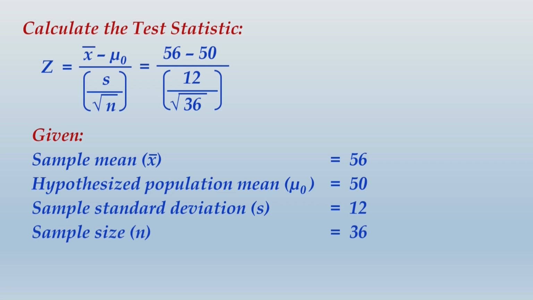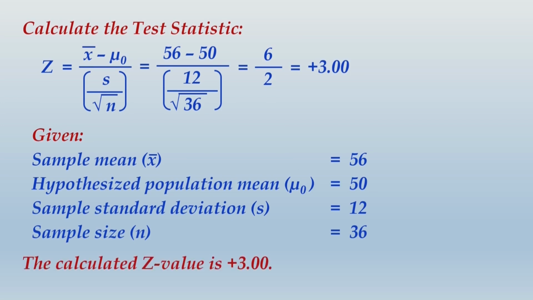56 minus 50, the numerator will give you 6, and 12 divided by square root of 36. In the denominator, what you will get is 12 by 6, that is 2. So it is going to be 6 by 2, that will be positive 3. So the calculated Z value is plus 3. So please write up this as well and then I take you ahead.